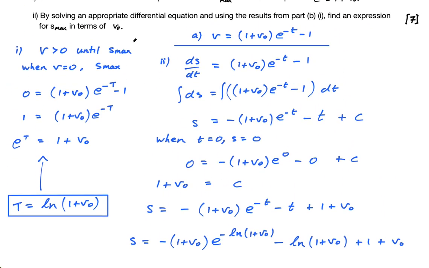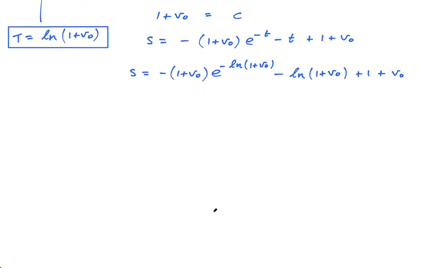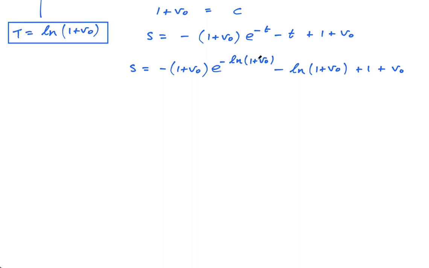Do they have a solution that they want me to put it in? No, it just says in terms of v0. So this is actually in terms of v0 here, but you don't want to have an e to the power of an ln in the one term, because I can simplify that. So S is equal to minus (1 plus v0). This is actually e to the power of ln of (1 plus v0) to the power of negative 1, which is (1 plus v0) to the power of negative 1.